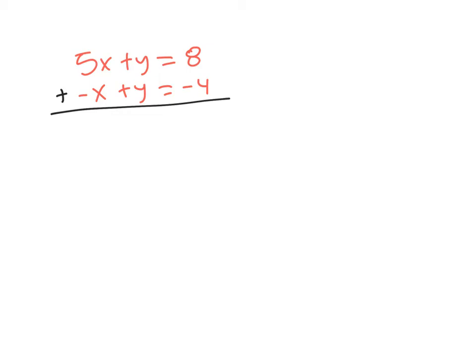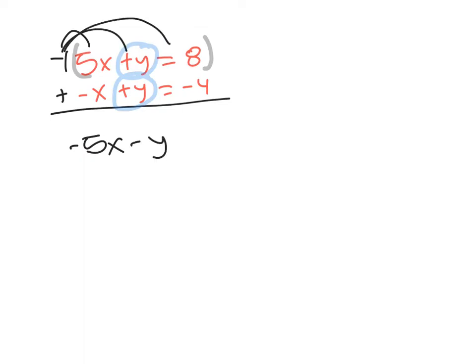Now, I notice that I have two positive y's right here. And in order for them to cancel out, one of them needs to be negative. So to make one of the y's negative, I'm going to multiply the entire equation by -1, and distribute this. So -1 times 5x is -5x, -1 times y is -y, and -1 times 8 is -8. You have to multiply that -1 by everything in the parentheses.